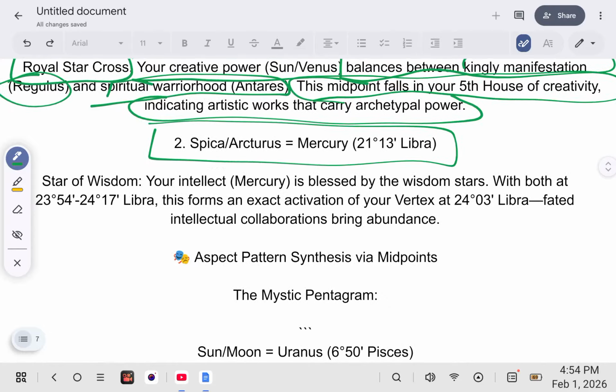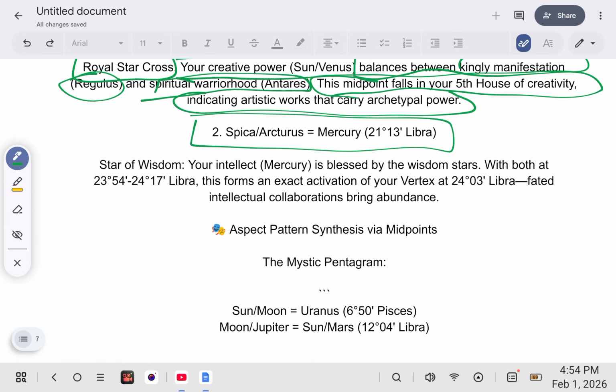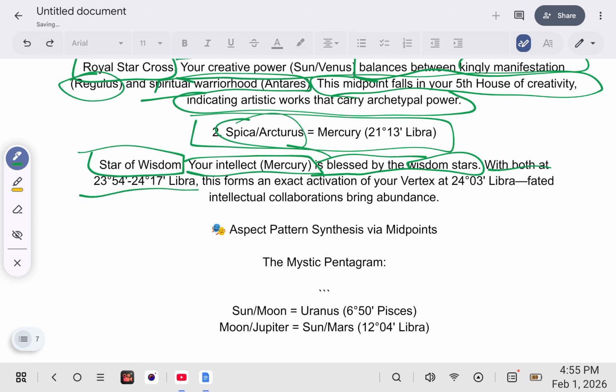So Spica, Arcturus equals Mercury, 21°13' Libra. This is the star of wisdom. My intellect, which is planet Mercury, is blessed by the wisdom stars. With both at 23°54' and 24°17' of Libra, this forms an exact activation of my Vertex at 24°03' Libra. Fated intellectual collaborations bring abundance.